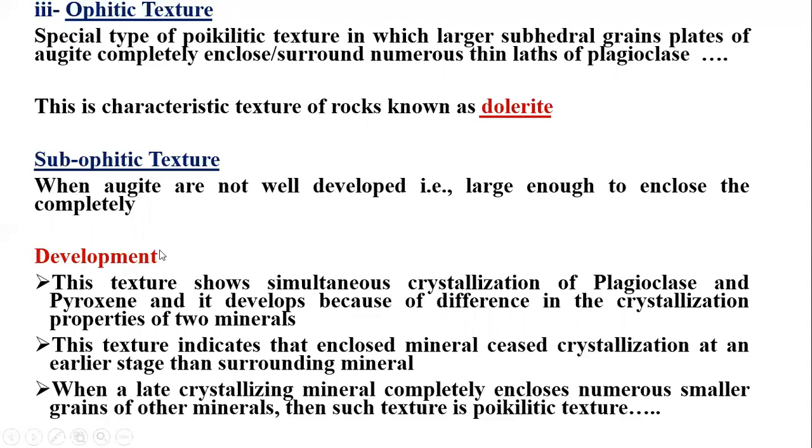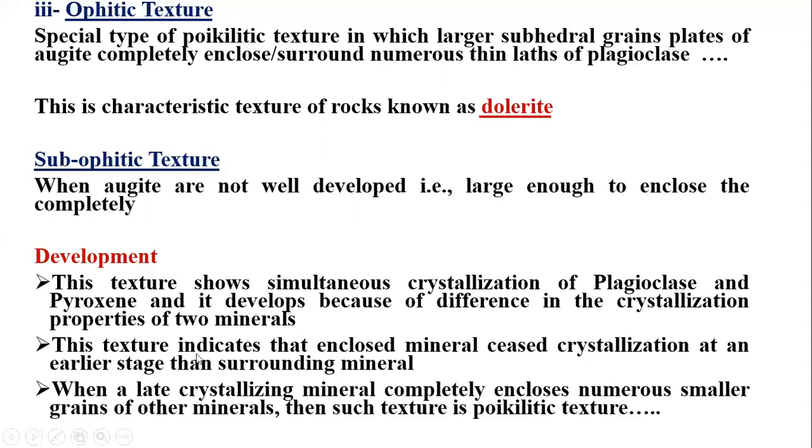Now, how does the ophitic texture develop? This texture shows simultaneous crystallization of plagioclase and pyroxene, and it develops because of the difference in the crystallization properties of the two minerals. Both minerals, plagioclase and pyroxene, which refers to the augite, crystallize simultaneously, but this texture develops due to the difference in the crystallization features of the two minerals.